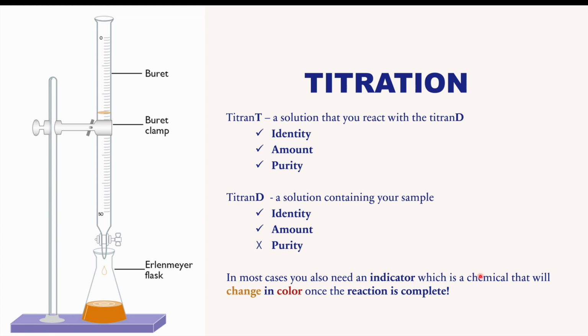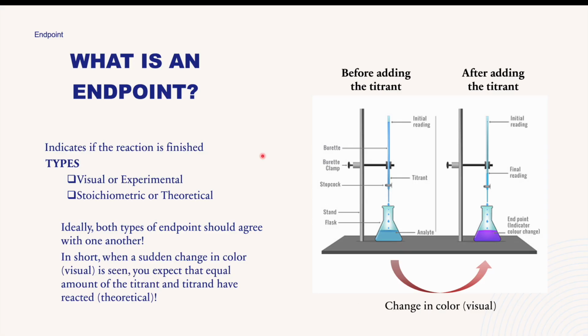So let's just say red to blue, blue to red. And once it changes in color, you would know that the reaction is complete. We call that your end point, which will signify that the reaction is done. There are two types, visual or experimental, and stoichiometric or theoretical. When you say visual, I hope you understand you are noticing a change in color.